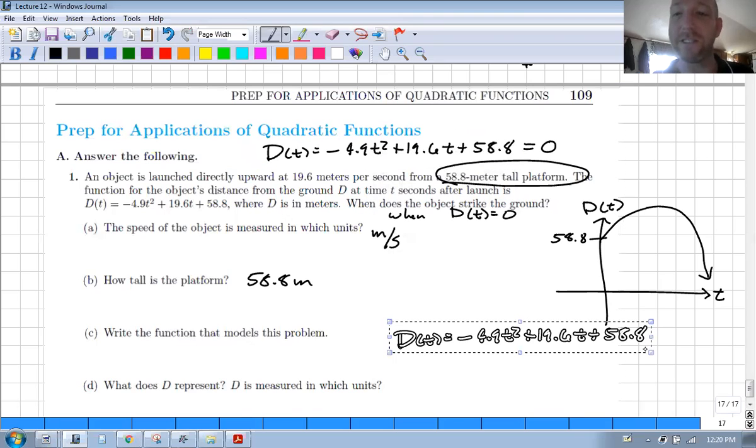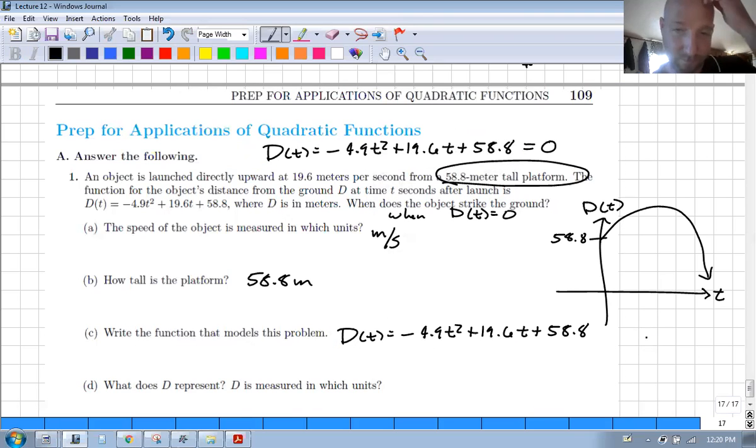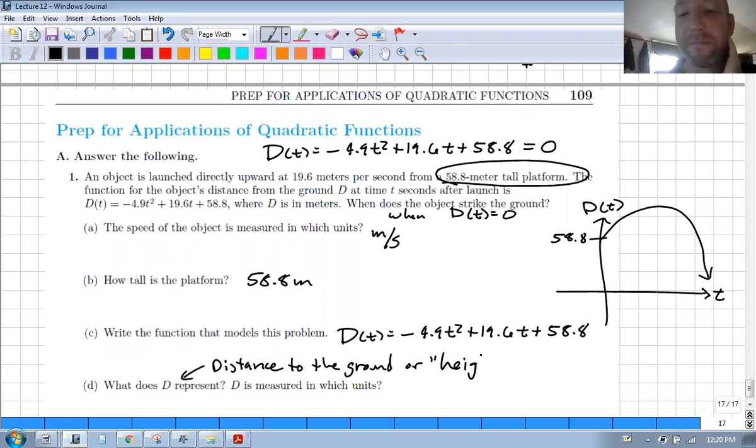That tells you the distance to the ground. D represents basically distance to the ground, or height. And the distance is measured in which units? D is measured in meters.